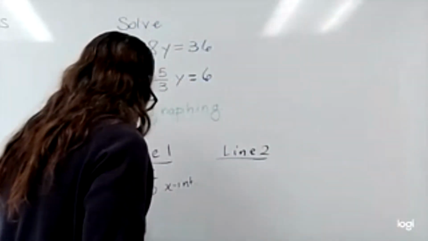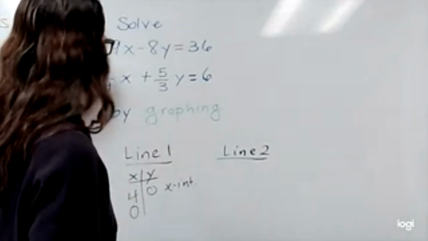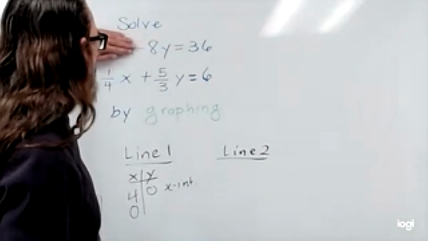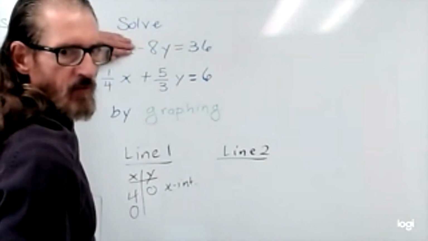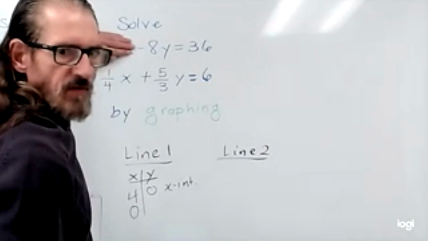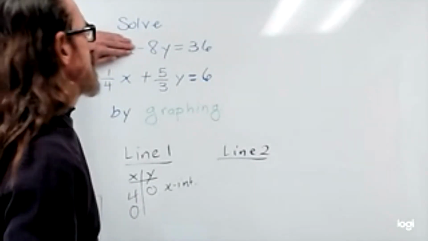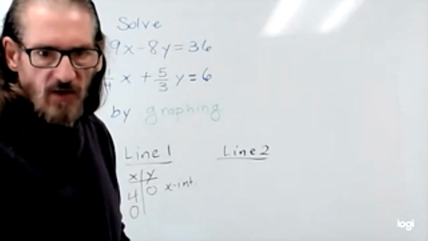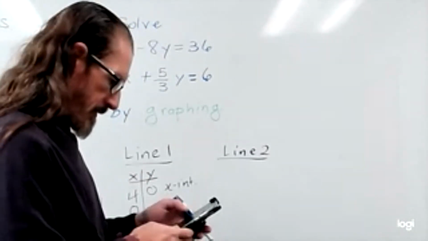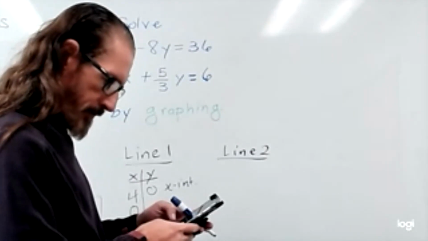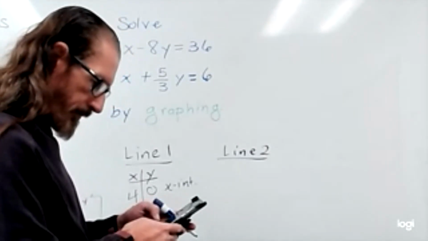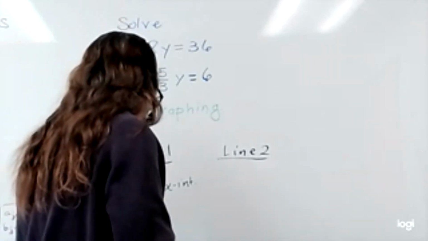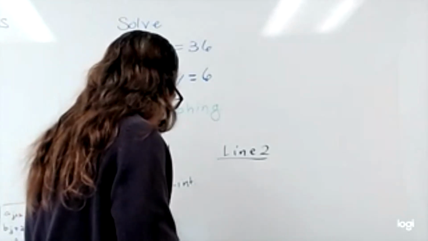If we put in 0 for X to find the Y-intercept, 9 times 0 is 0. 0 minus 8y is negative 8y. So I'm not covering up the negative. 36 divided by negative 8. Let's see, I want to say negative 4.5. Going to double check that real quick. Here we go, 36 divided by 8, and it's negative. So yes, negative 4.5. Either way.